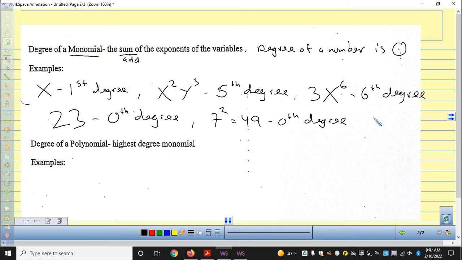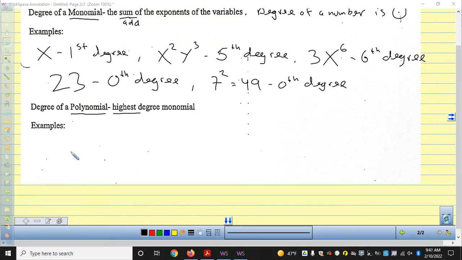Okay. We use the degree of a monomial to figure out the degree of a polynomial. The degree of a polynomial is the highest degree monomial. So if we had x squared plus 5, well, this is second degree, and this is 0th degree. So we would call this a second degree polynomial.